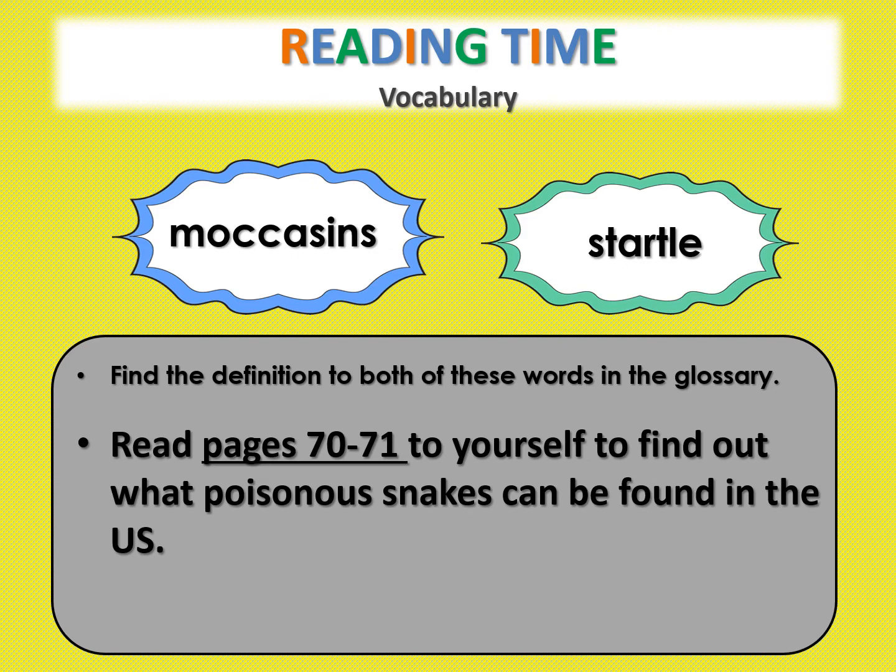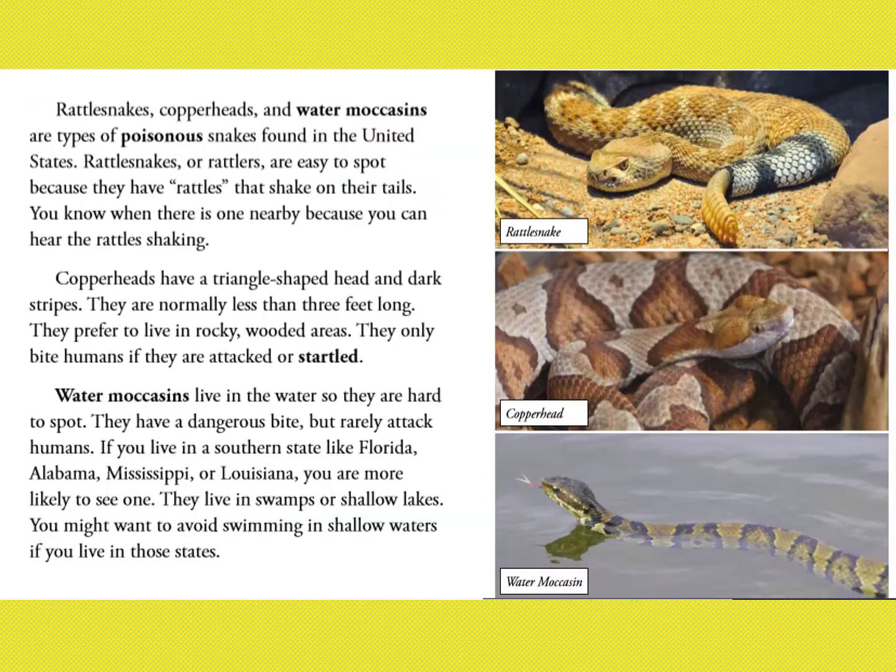We're going to read pages 70 to 71 to find out what poisonous snakes can be found in the U.S. Rattlesnakes, copperheads, and water moccasins are types of poisonous snakes found in the United States. Rattlesnakes, or rattlers, are easy to spot because they have rattles that shake on their tails. You know when there is one nearby because you can hear the rattles shaking.